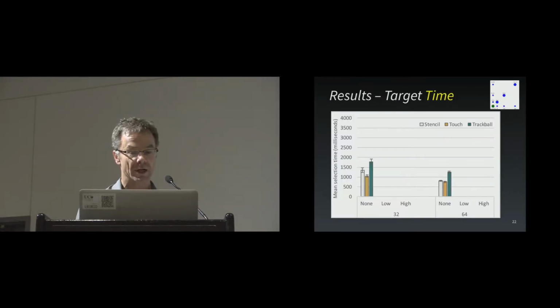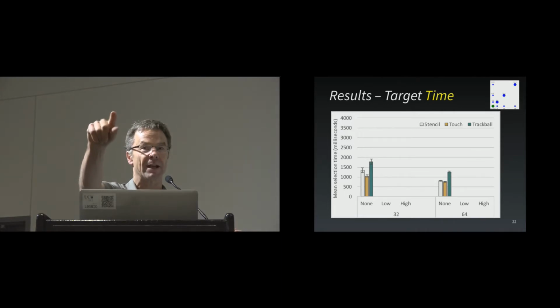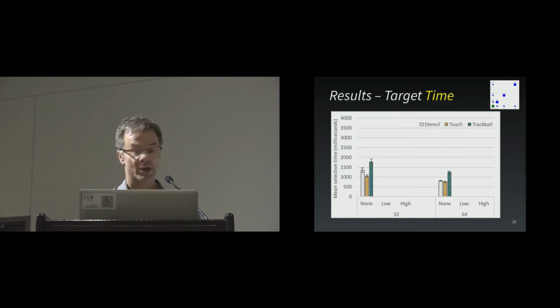Okay, results, starting with the small targets first. Here's mean selection time with tiny targets on the left. Remember, these are 8 millimeters diameter and they're selected at arm's length. And 16 millimeter targets on the right. White, beige, and green bars represent stencil, touch, and trackball times respectively.